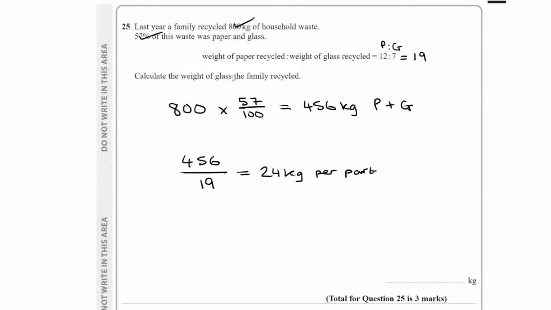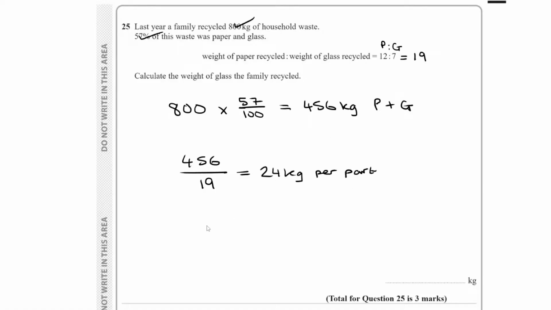Now, what did they ask for? They asked for glass. You see how glass is the 7 on the right hand side? It's the 7. I don't need to actually work out the paper. Obviously you can, but you don't need to. So ignore the paper, just look at the glass. The glass is 7 parts.